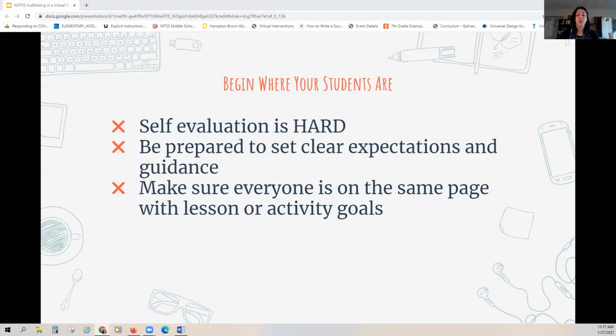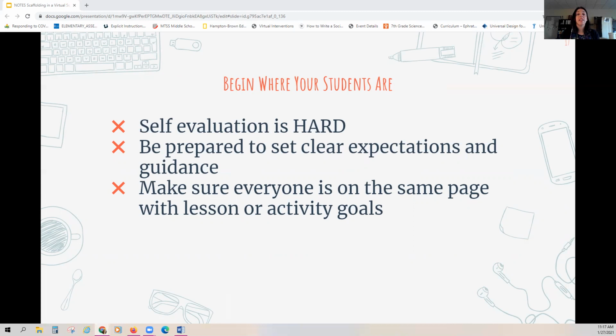When we begin with where our students are, there's a couple things you need to remember. Self-evaluation is hard for adults. Think about yourself after you have a lesson and maybe it didn't go the way you wanted it to. It's uncomfortable. It's sometimes disheartening, sometimes it's a struggle. If it's a struggle for us, there's a good chance it's going to be a struggle for our students. So it's essential to be patient, and it's essential to be ready to guide and support, and that this will take time, and that's okay.